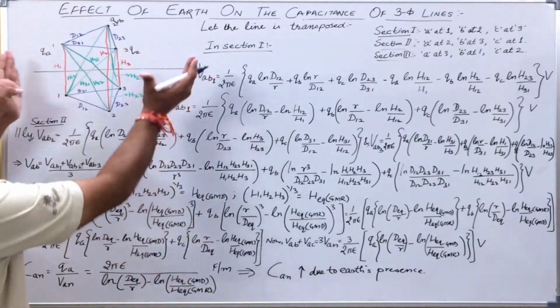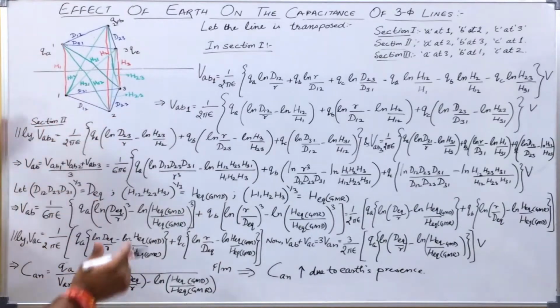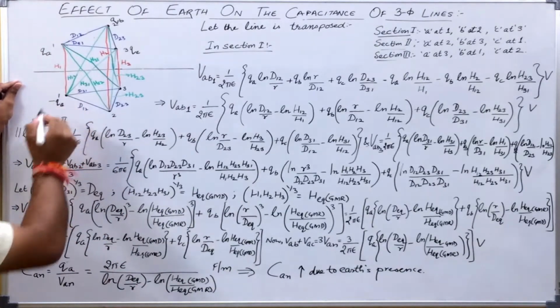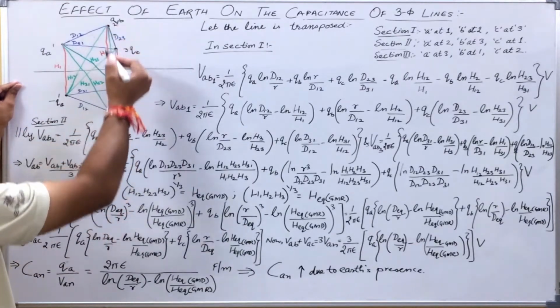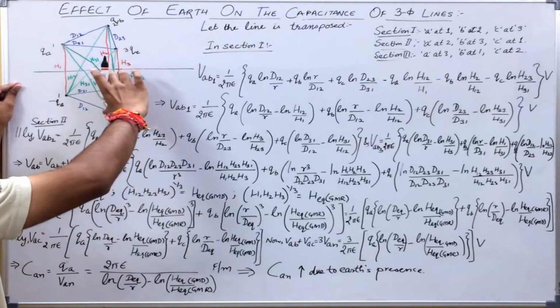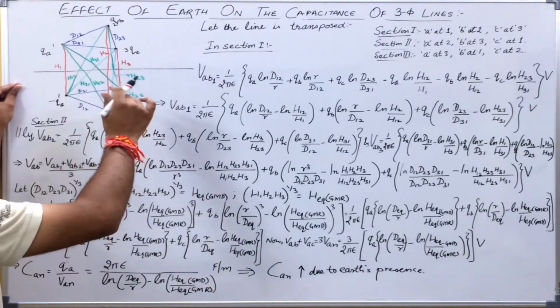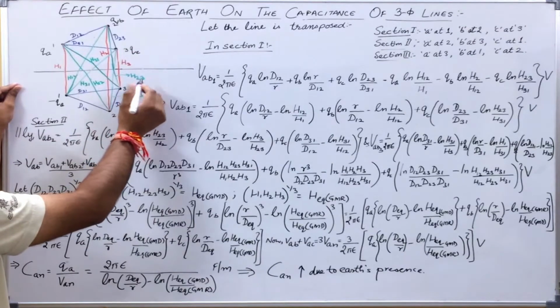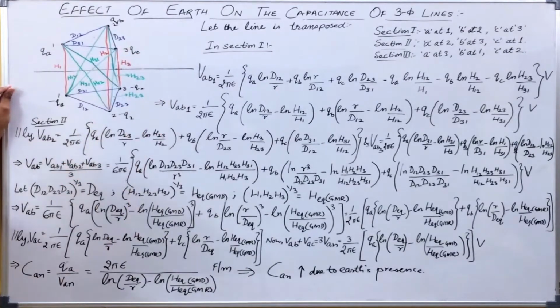Now I will remove the earth and put image conductors. This is the first image conductor with charge minus QA, and its image will be minus QB, which will be present at h2 by 2. Now its image will be minus QC, which will be present at h3 by 2.